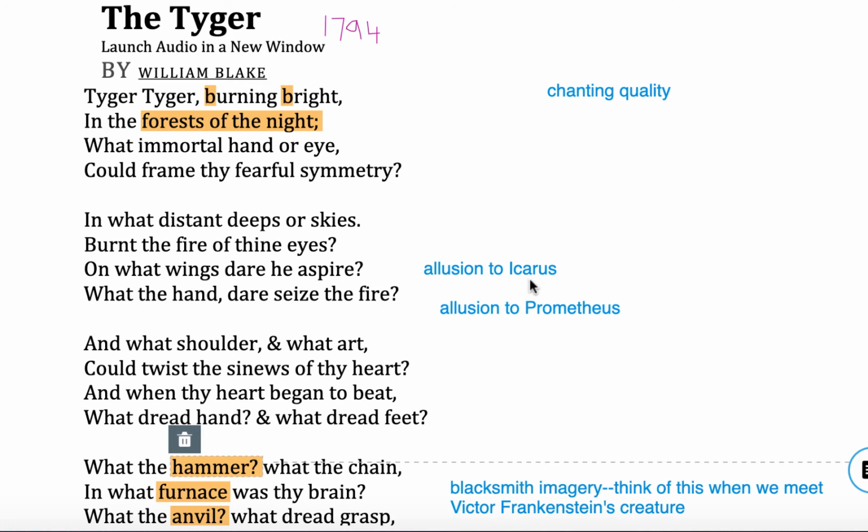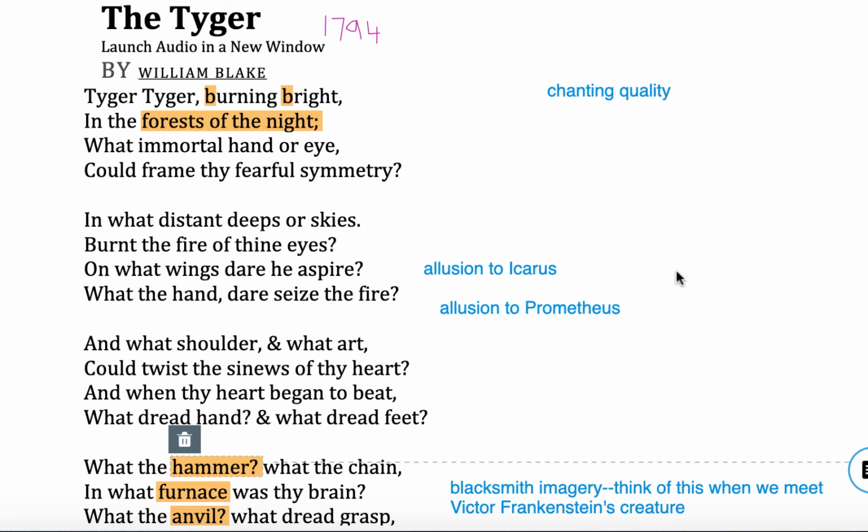In what distant deeps or skies burnt the fire of thine eyes? So basically, if we were to put that into plain English, he's asking, where did you come from? Did you come from distant deeps or skies? And if we think symbolically, distant deeps could reference some sort of hell or some sort of underworld, or skies could reference something like heaven or something celestial, or maybe he's just being literal there. So in other words, where did you come from? Did you come from heaven? Did you come from hell? Did you come from the deep? Did you come from up above?